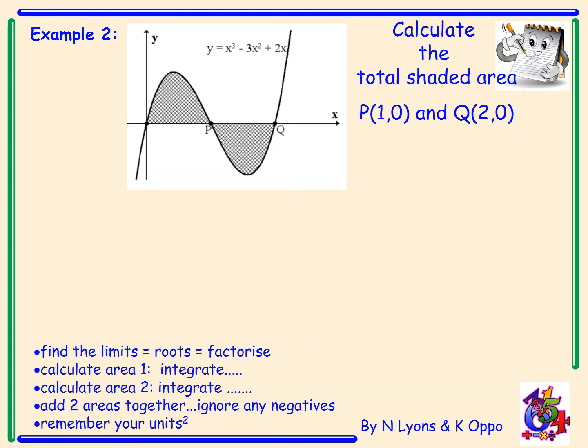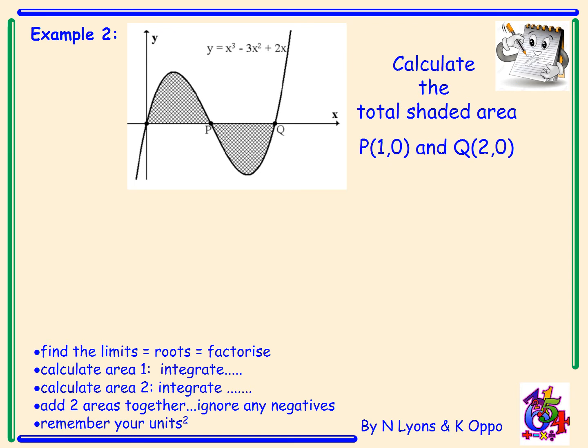Example 2, a little bit more complicated. You can see the function, we've got a cubic function here, y equals x cubed minus 3x squared plus 2x, and it says calculate the total shaded area when p equals 0, 1 and q equals 2. Down the bottom I've got little hints for you to find the limits: roots and factorise. Now here we've been told the limits. Calculate area 1, calculate area 2, and add those two areas together. We're going to ignore any negatives and remember to put your square units at the end.